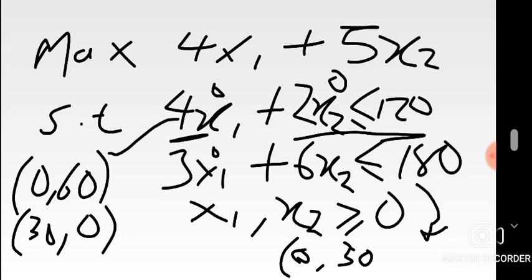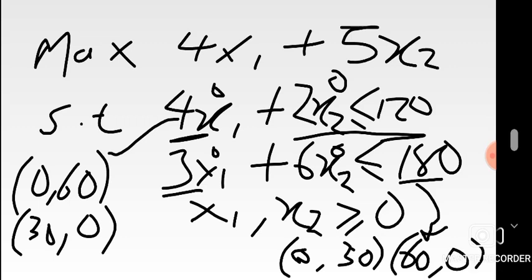Okay, what about the other side? Let's say x2 is now 0. What would be the answer? You're dividing by 3 both sides. This gives you 60 comma 0 because x1 is now 60 while x2 is 0. Then you go and plot. Just remember your coordinates for each equation, then you go and plot it on a graph.